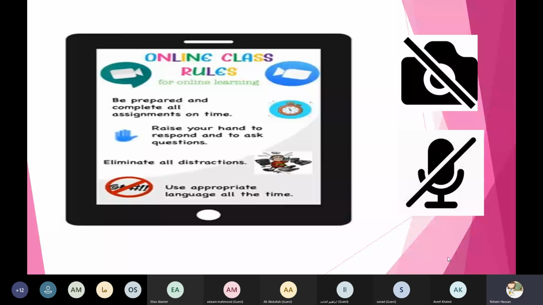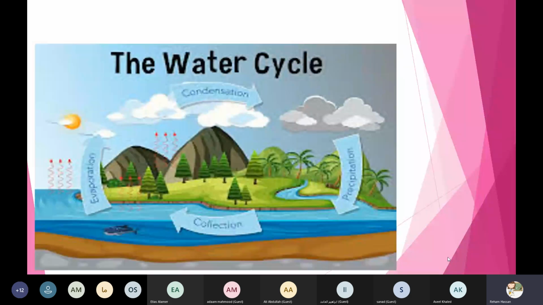Now, today, inshallah, we're going to learn a new lesson. This new lesson is about the water cycle.